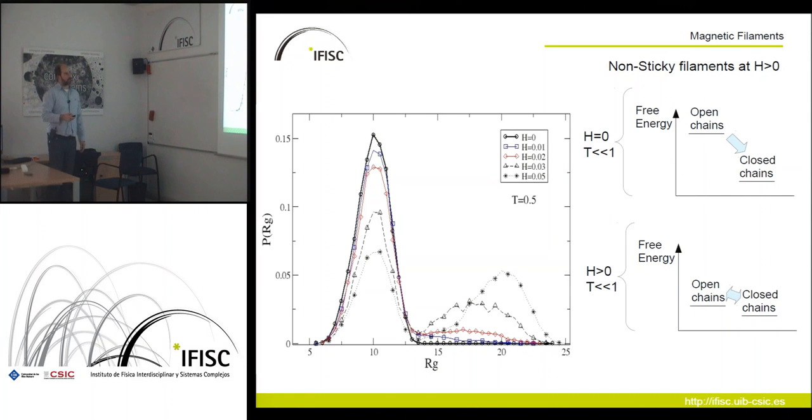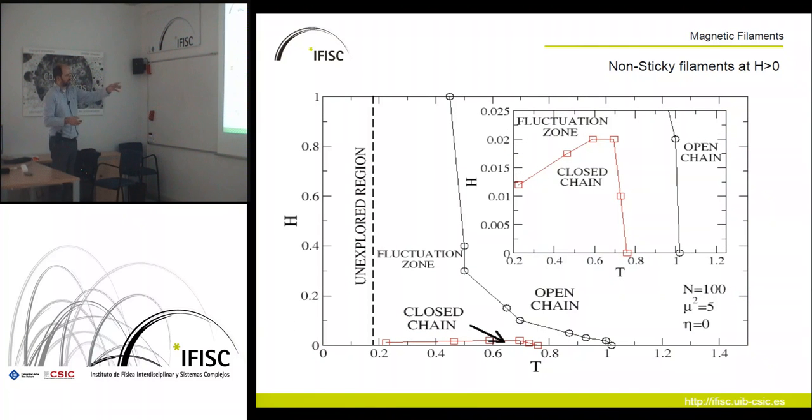Now, this was for non-sticky filaments, the most simple case. What happens in the case of sticky filaments? Here you can see in the HT diagram how we have three different phases. We have closed chains at very low temperatures and low fields. Then we have the region of the open chains. And then what was just a very narrow space of bistability between the two phases at zero field is now a huge region of the phase diagram that becomes bistable. So you have both at the same time, and you pass from one to the other.